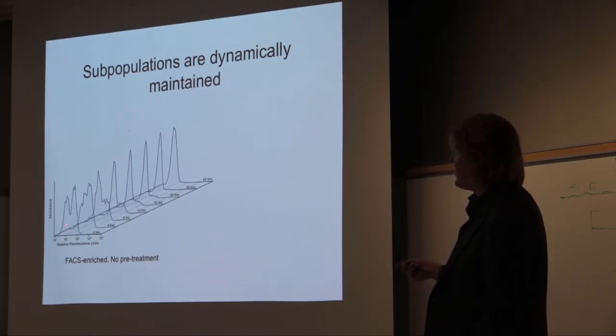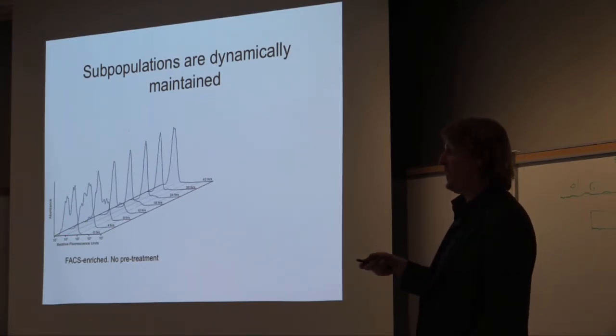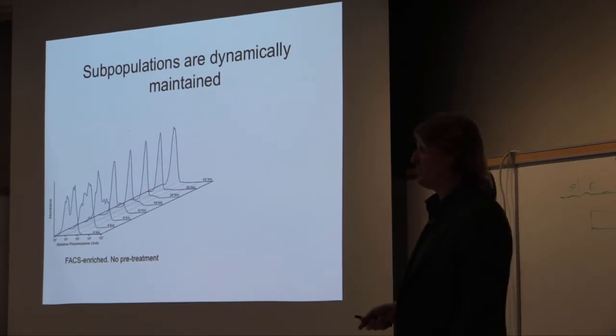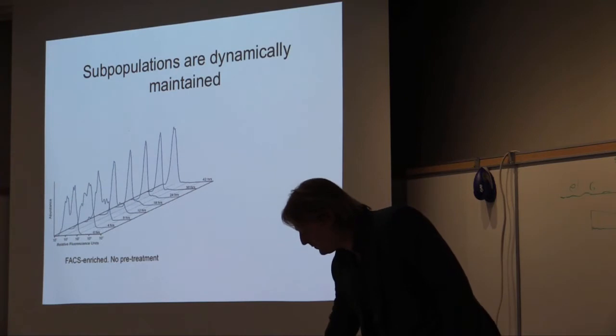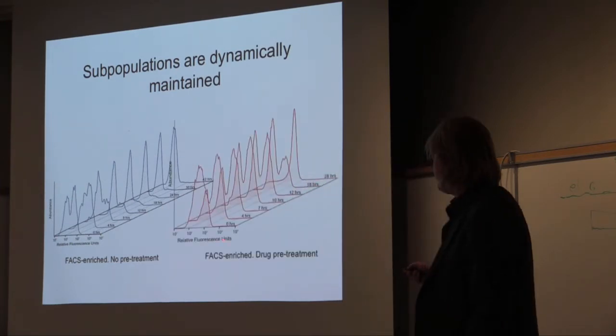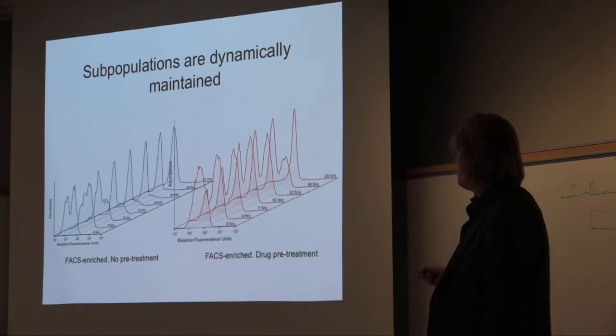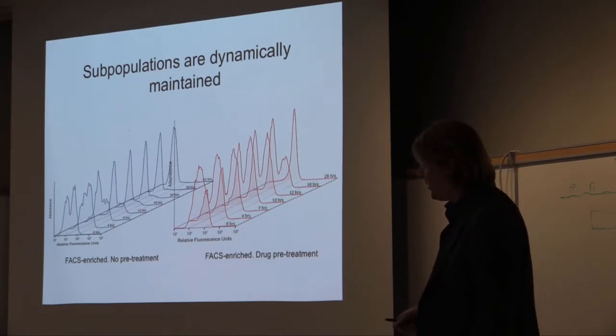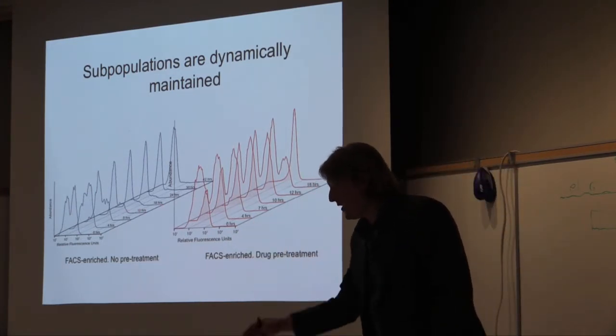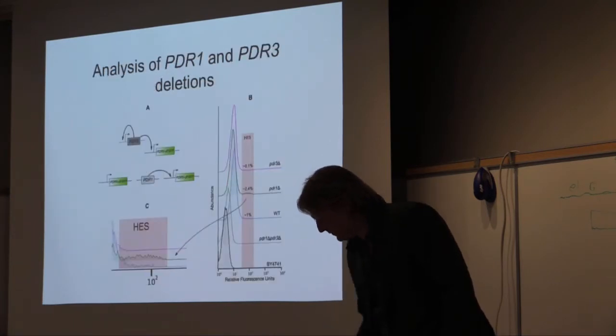Here is the enrichment with the FACS. We go from about 90 to 1%, and then over time the population drifts back to the original proportions. The same thing happens when we enrich with drug pretreatment, where we get a much cleaner population, and it relaxes back on a similar time scale in the two cases. So these populations are in fact dynamically maintained.